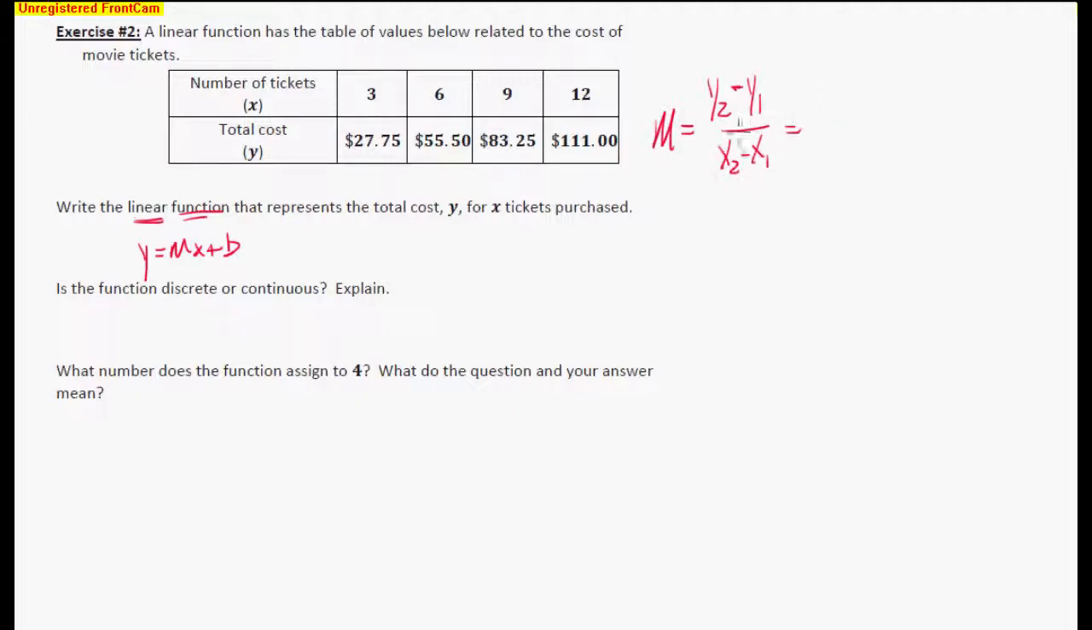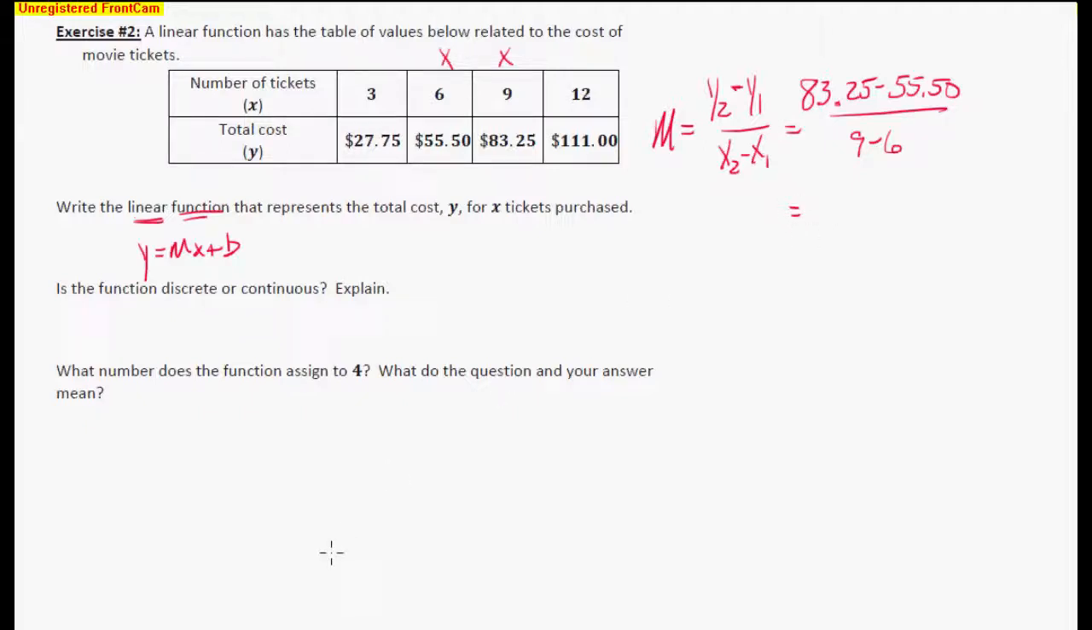All right, so again, we can pick any two. Let's take the middle two here. All right, let's take these two. So the numerator is going to be my change in y. So that's going to be 83.25 minus 55.50. Okay, and the denominator is going to simply be 9 minus 6.